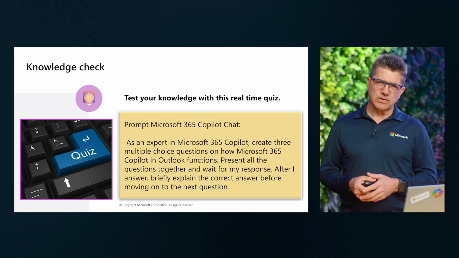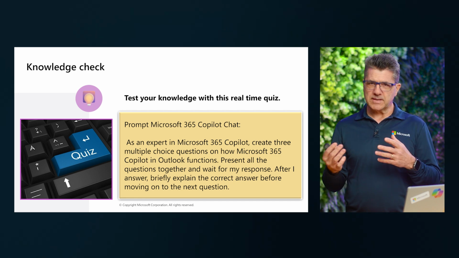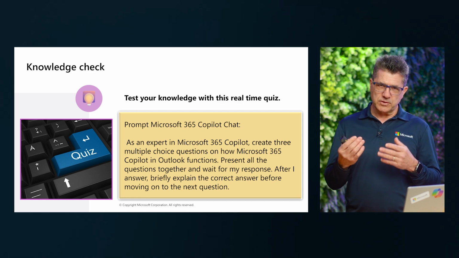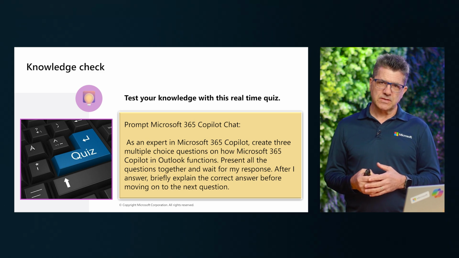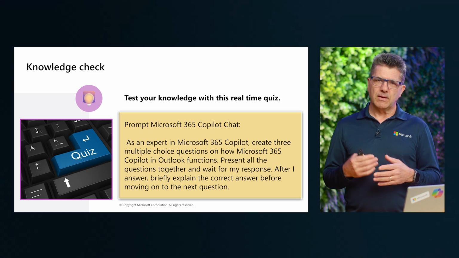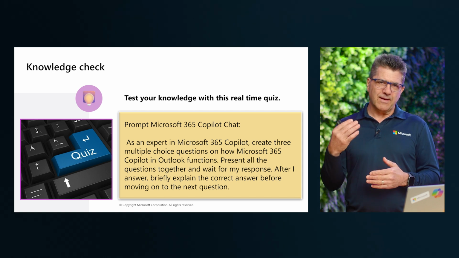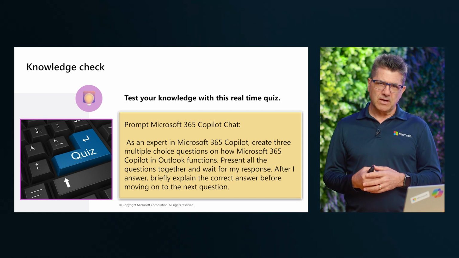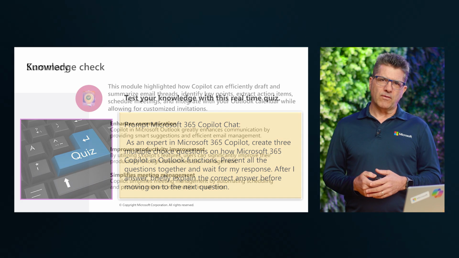And to close this module, another knowledge check for you, again following the same approach as before, where you're going to leverage Copilot to generate 3 multiple choice questions on Microsoft 365 Copilot in Outlook and generate all of those questions at the same time, wait for you to respond, and then provide you a brief explanation of the correct answer before moving on to the next one. With that, it gives us a summary of all of these modules.